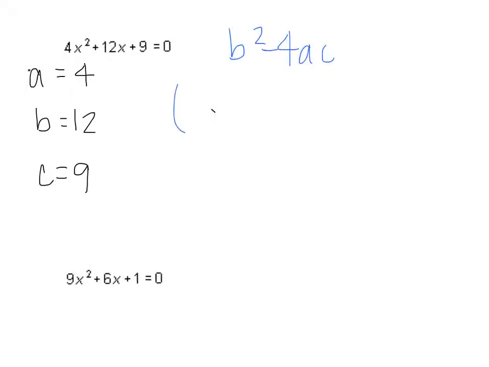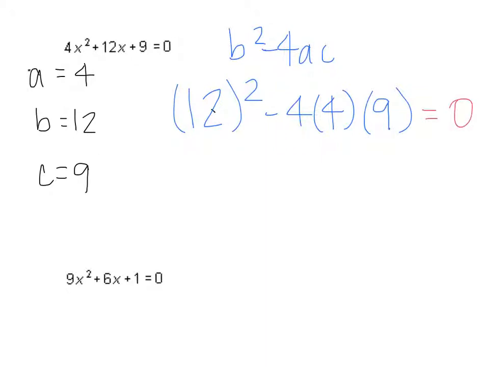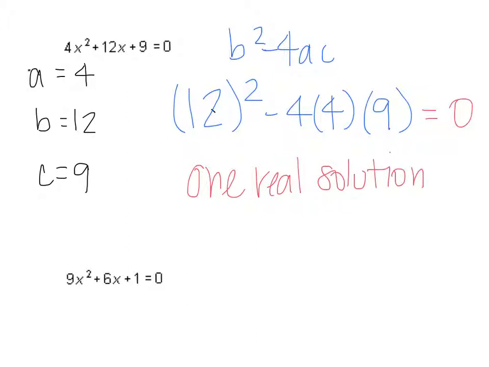So we're going to plug our numbers in. So that's 12 squared minus 4 times 9. Well, if we type that in our calculator, 12 squared minus 4 times 9, we're going to get 0. So since we got 0, looking back at the previous page, that tells us that we have, in this problem, 1 real solution. Okay? When our discriminant gives us 0, that tells us there's only 1 real solution.